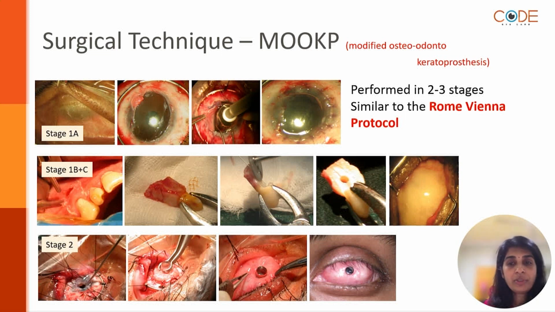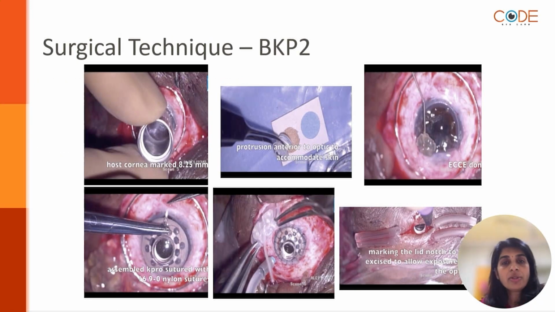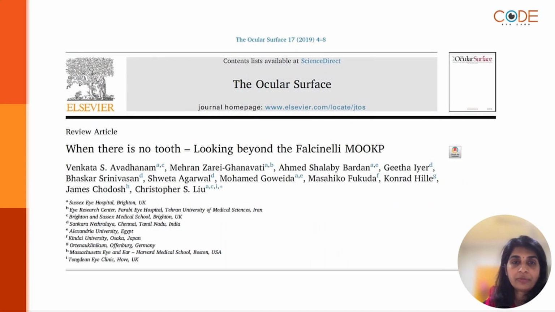Unlike the OOKP, which takes 6 to 9 months over three stages, the Boston type 2 keratoprosthesis is a relatively straightforward procedure, a single stage procedure, and is usually combined with a total pars plana vitrectomy and an Ahmed glaucoma valve in anticipation of retinal complications and raised pressure postoperatively.